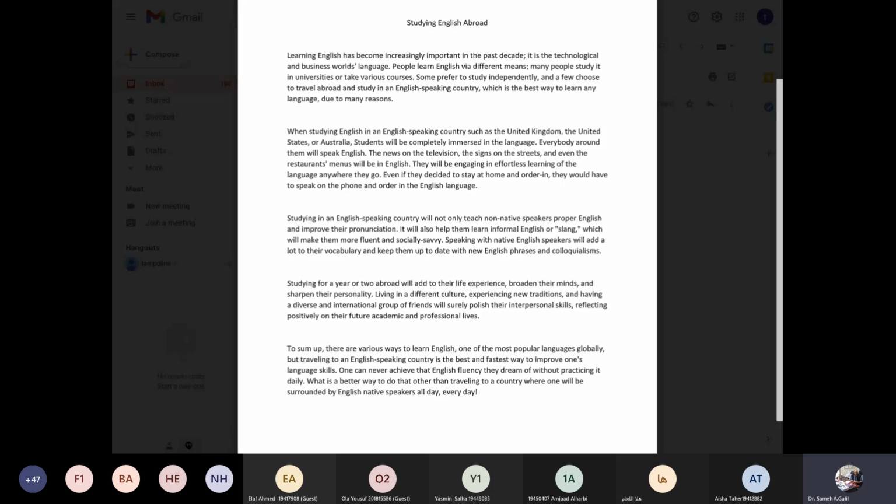Okay, let's move to the conclusion. I would like you to check the concluding sentence, which, like we said, can be a rephrase of the thesis statement. So do we have a rephrase, a restatement of the thesis statement? Check the conclusion and let me know.